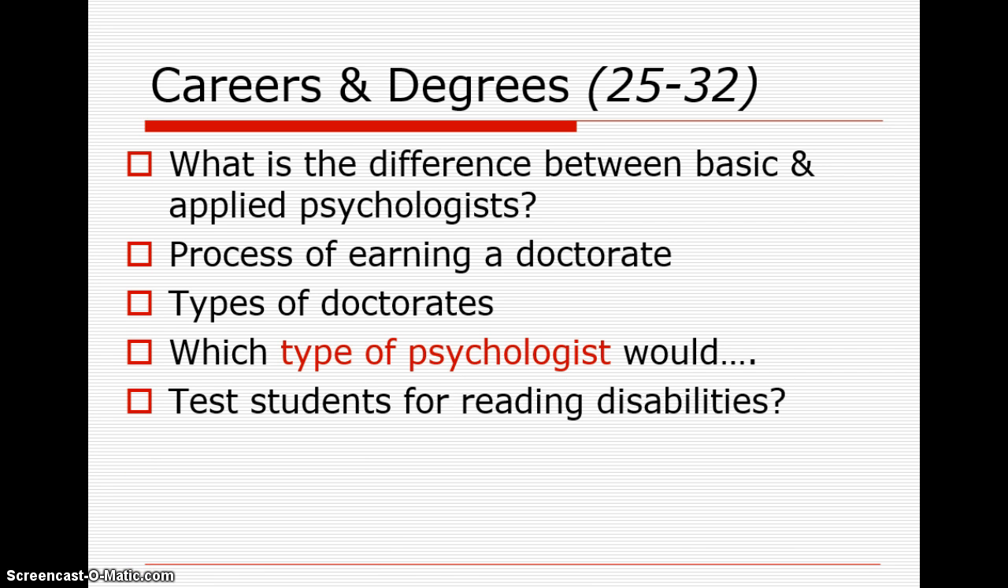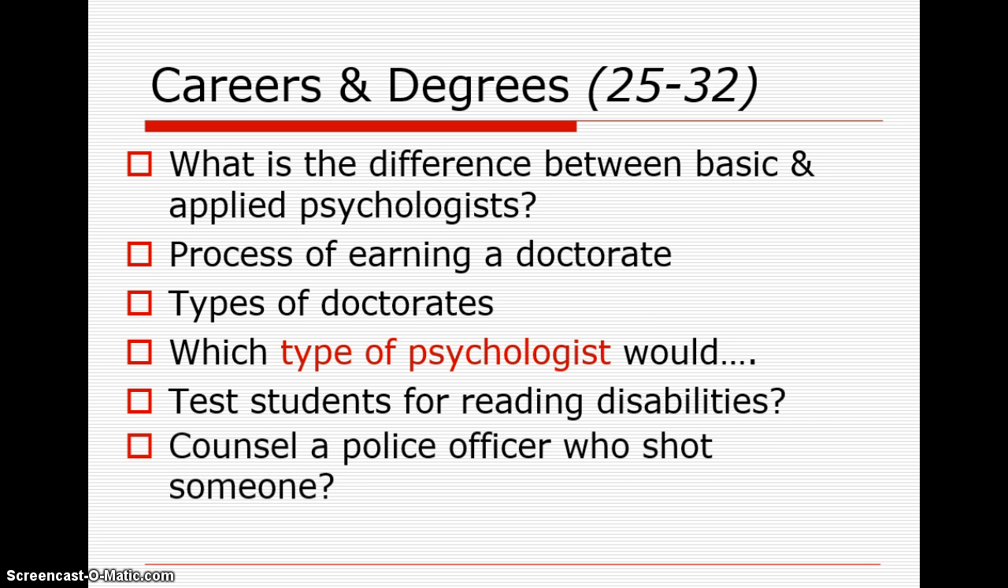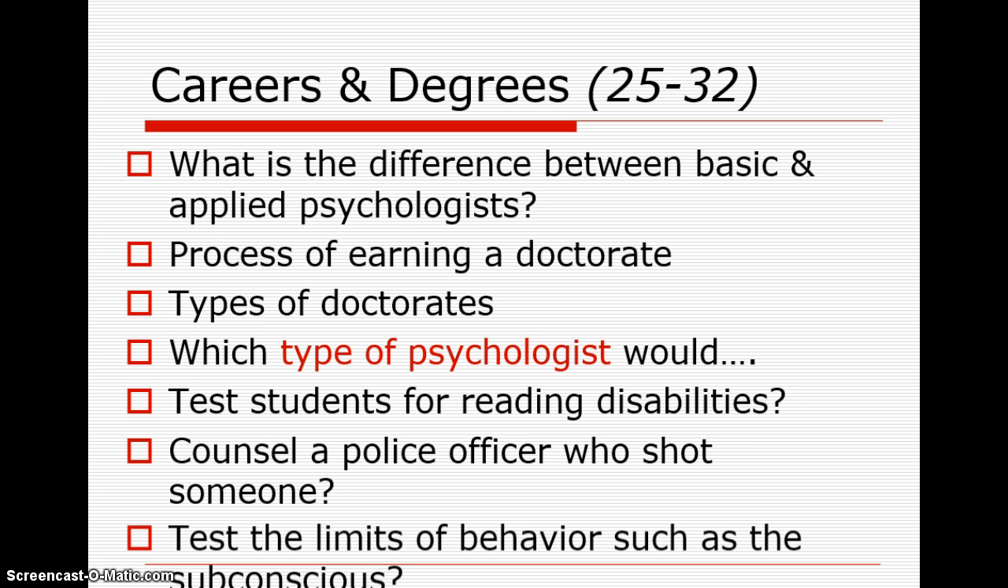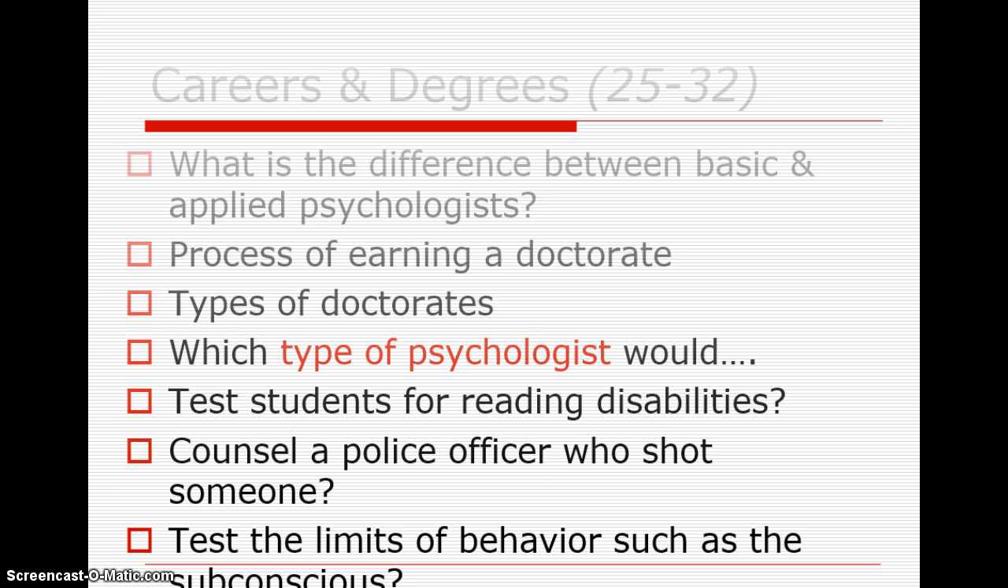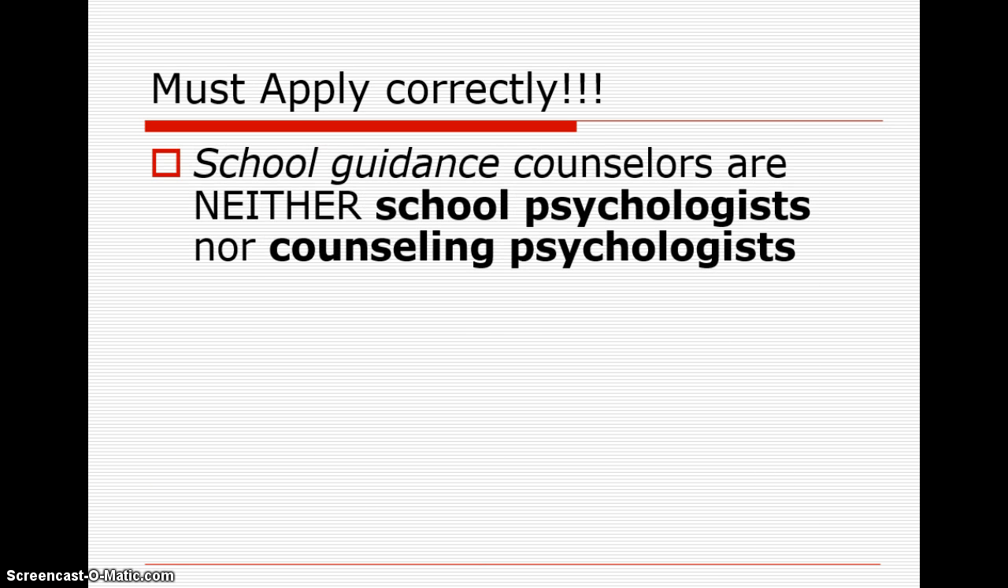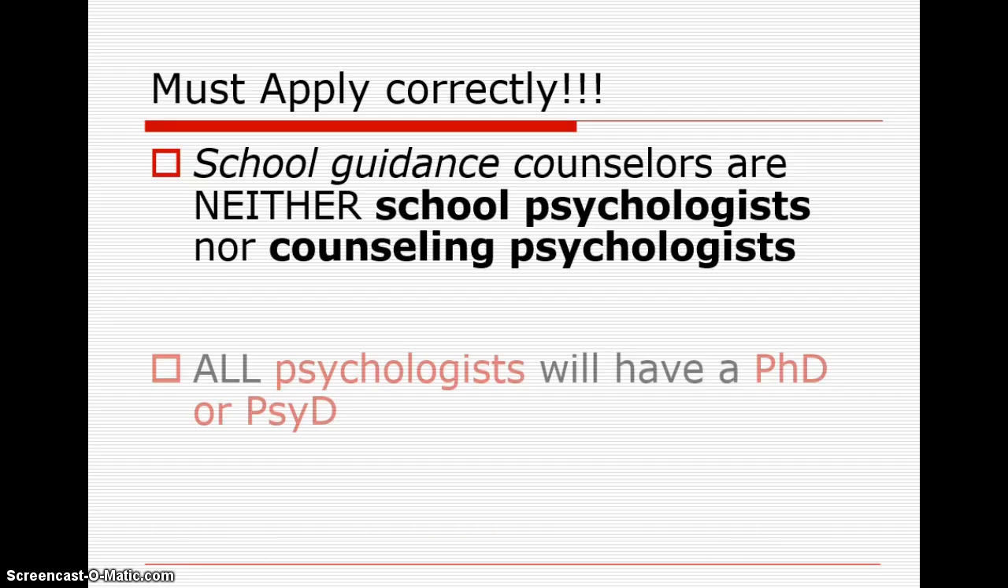So if I'm testing students for reading abilities, that's going to be school psychologists because they're working with students rather than teachers. A police officer, that's in the area of law, and so that's going to be a forensic psychologist. And the limits of behavior is pretty general, so that's going to be a research or experimental psychologist. Make sure you're applying things correctly. I won't accept school counselors. They're not a psychologist. They're wonderful people, but they're not psychologists, so don't use them.